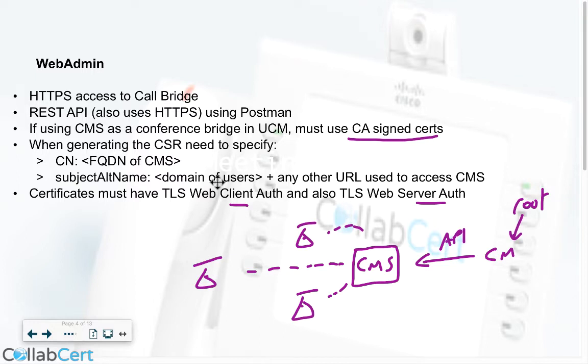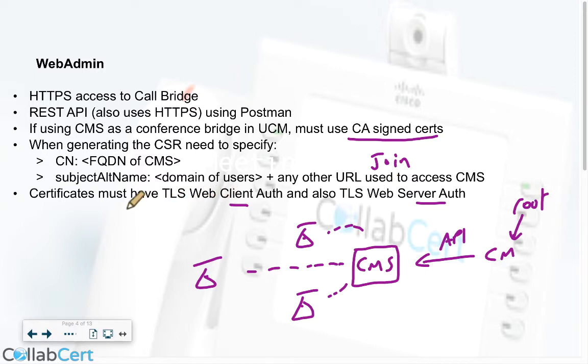And if we had a link such as join.collabcert.com as a URL for my external guest to access a meeting or a space, then this would also need to be in the SAN. So you need to have at least probably two or three things inside our SAN, a list of URIs inside the certificate: the FQDN of the CMS, the domain of the users, and any other URL, typically something like a join URL that our external guest can use to access.